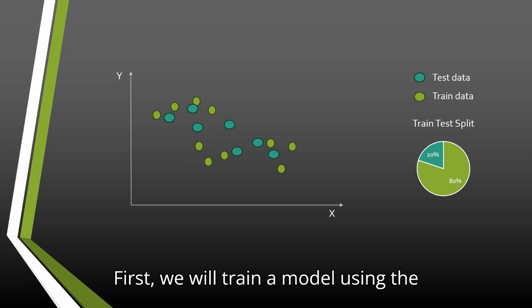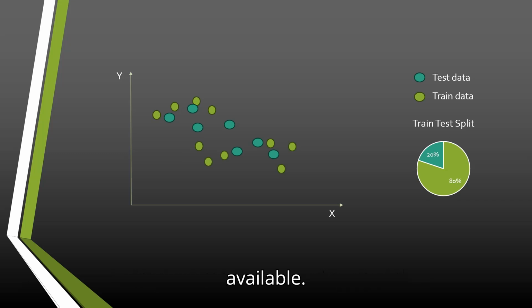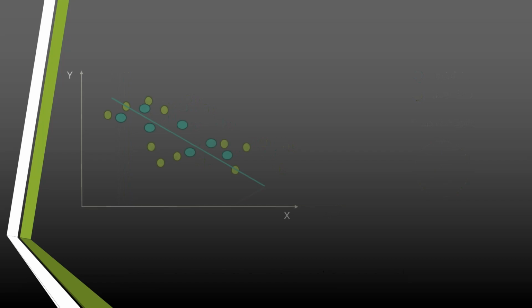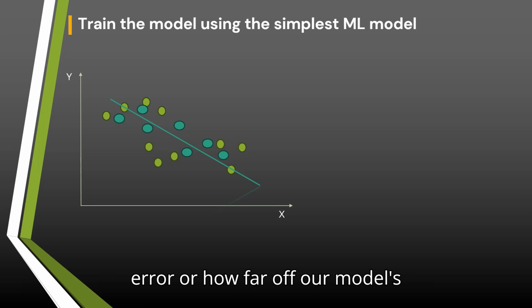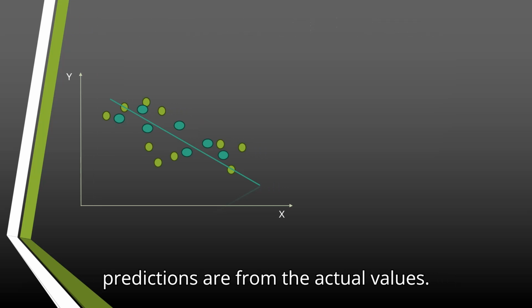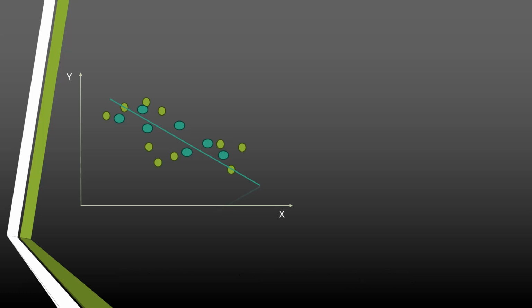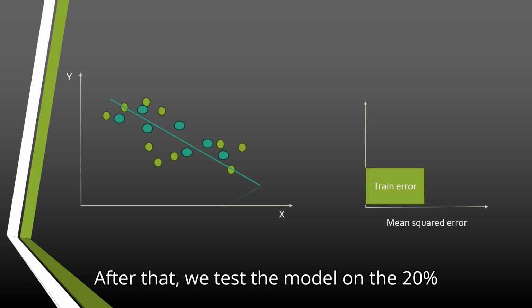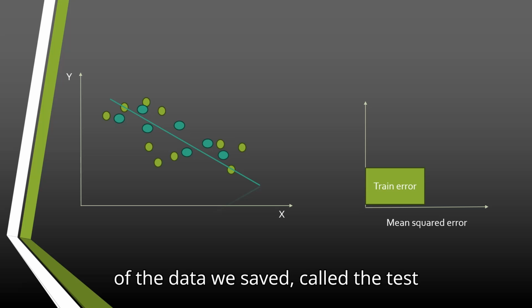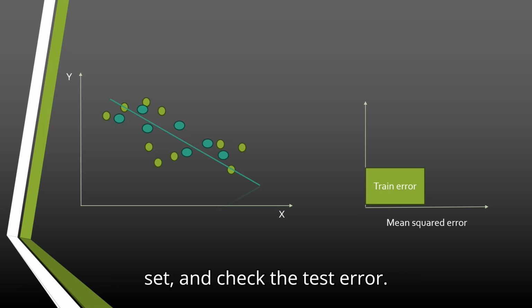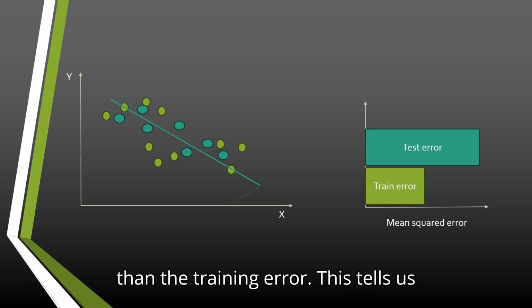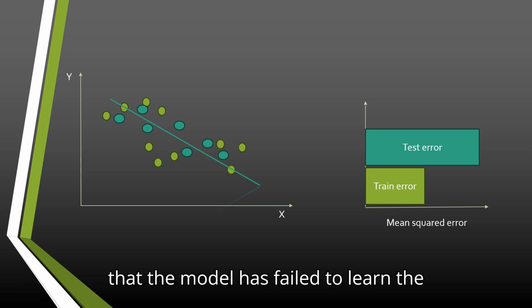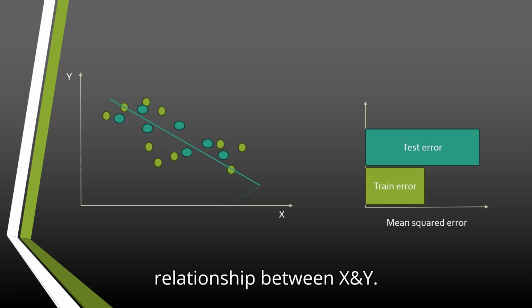First, we will train a model using the simplest machine learning model available. Once the training is done, we check the error, or how far off our model's predictions are from the actual values. This is known as the training error. After that, we test the model on the 20% of the data we saved, called the test set, and check the test error. Here's the tricky part. We might see that the test error is significantly higher than the training error. This tells us that the model has failed to learn the relationship between x and y. It is a sign that the model is underfitting.